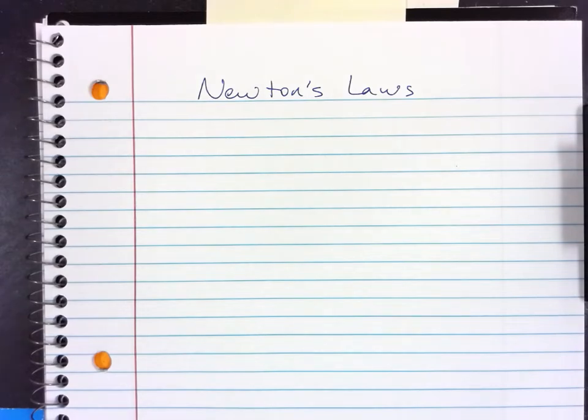So now we finished describing motion. We are going to start talking about causing motion. So Newton had 3 laws. Actually, Galileo had the first 2, but because he didn't know the third, and the third completes the set, that's why they're called Newton's laws.